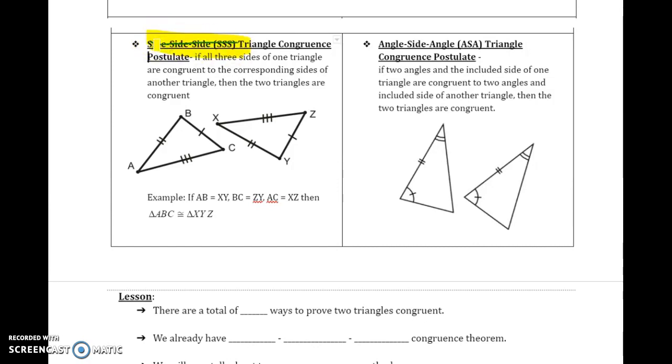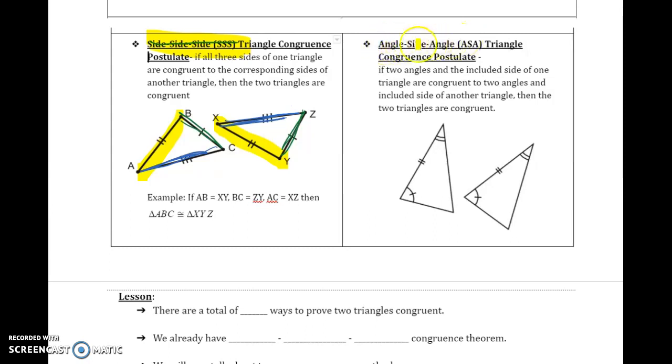And this says if all three sides of one triangle are congruent to the corresponding sides of another triangle, then the two triangles are congruent. This is probably the easiest to identify. So if AB is the same as XY, and if BC is the same as YZ, and if AC is the same or congruent to XZ, then these two triangles must be the same, must be congruent.